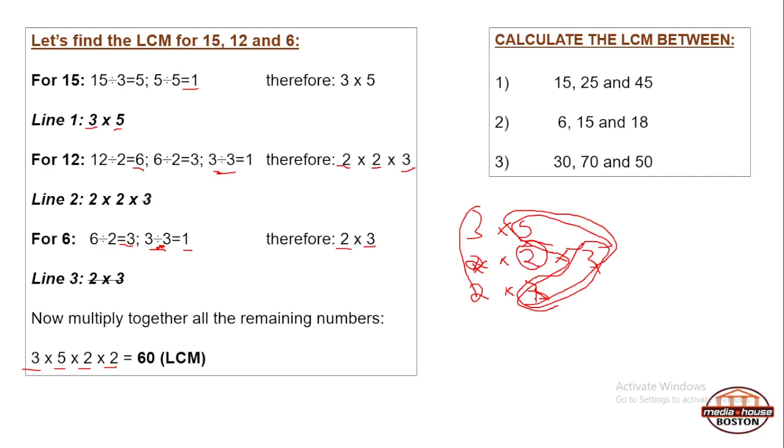Calculate the lowest common multiple for 15, 25, 45, and the lowest common multiple for 16, 15, and 18, and the lowest common multiple for 30, 70, and 50. So the first one is for Ipeling, the second one is for Neo, the third one is for Sandisile. 4 minutes, and then we do the solution.